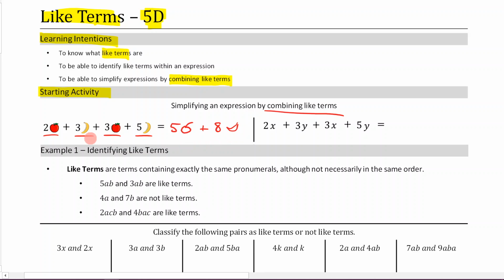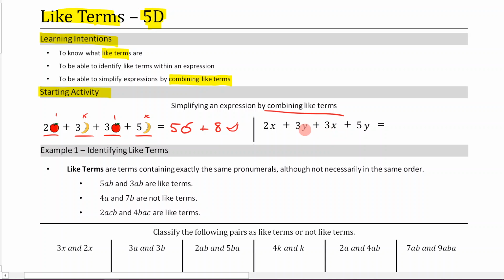Doesn't it make sense to combine together the things that are the same? So I'm combining like terms. These are like terms, and these are like terms. So instead of saying I have 3 bananas plus 5 bananas, I'm simply saying I have 8 bananas. Instead of saying I have 2 apples plus 3 apples, I'm simply saying I have 5 apples. So let's come over here and do the same thing.